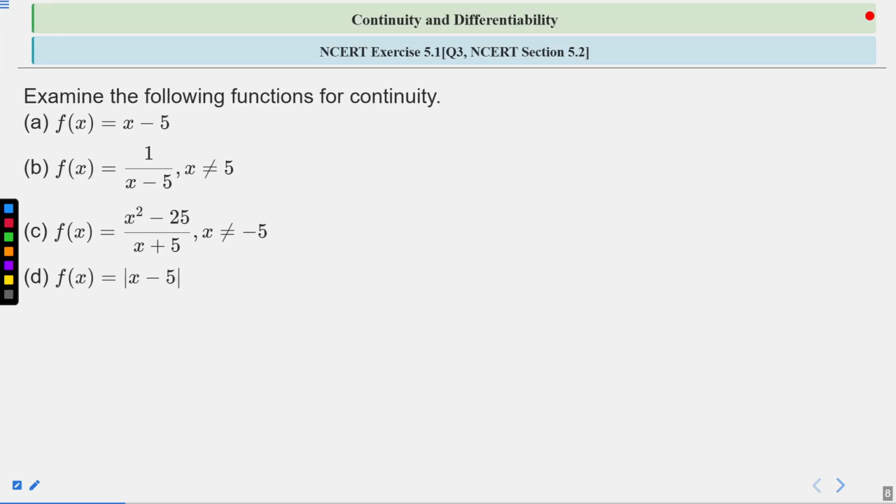Next question is question number 3. Examine the following functions for continuity. Part A is f(x) is equal to x minus 5. Part B is f(x) is equal to 1 upon x minus 5 when x is not equal to 5. Part C is f(x) is equal to x square minus 25 upon x plus 5 and x not equal to minus 5. And part D is f(x) equal to the absolute value of x minus 5. So we basically have to see the continuity of the given functions. What can we do?